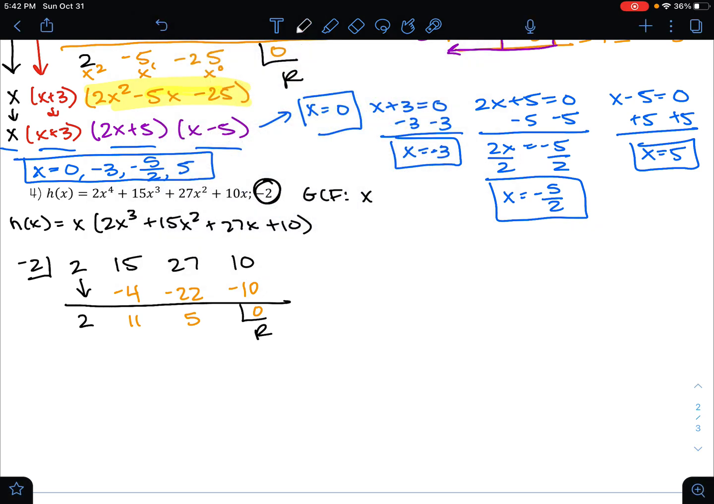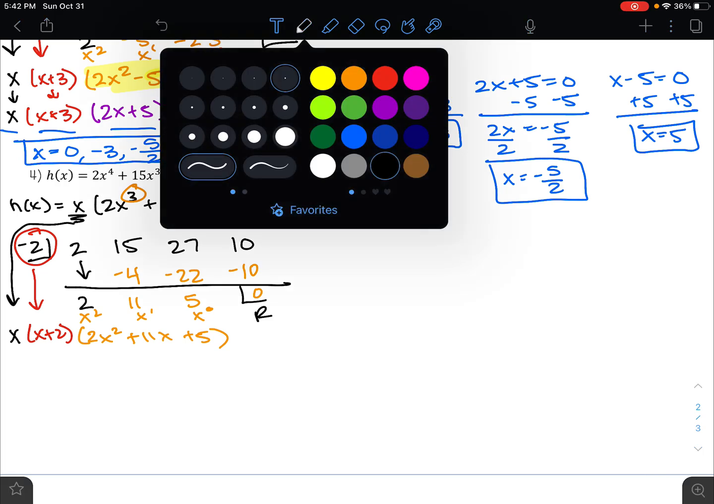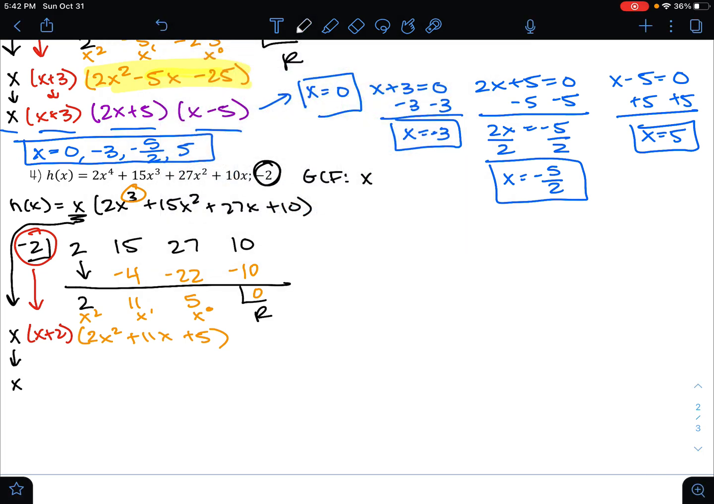My first factor is x from my GCF. My second factor is, well, if -2 is a 0, then that means x plus 2 is a factor. And then we started with x cubed, so this is going to be x squared, x to the first, and x to the 0th power. So here these factors are 2x squared plus 11x plus 5. We do want to factor completely. X is a linear factor. X plus 2 is a linear factor. And then I want to factor 2x squared plus 11x plus 5 completely.